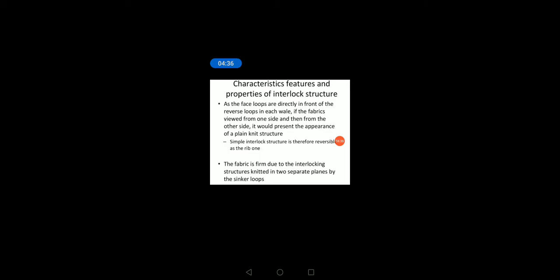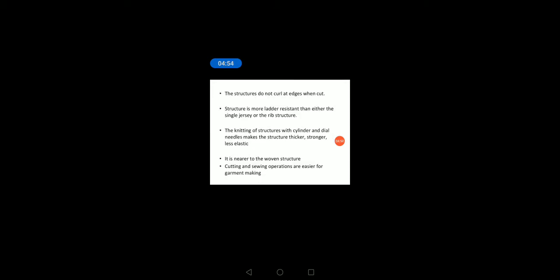The fabric is firm due to the interlocking structures knitted in two separate planes by the sinker loops. It will be easy to identify the structures knitted in the two separate planes by the sinker loops. The structures do not curl at edges when cut.